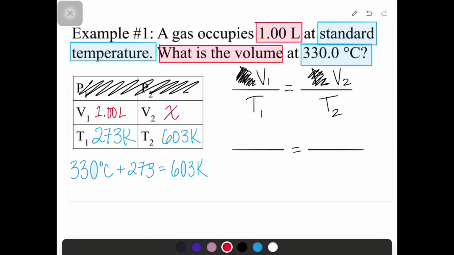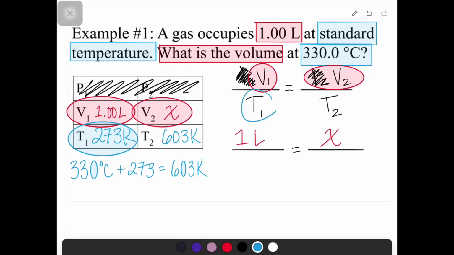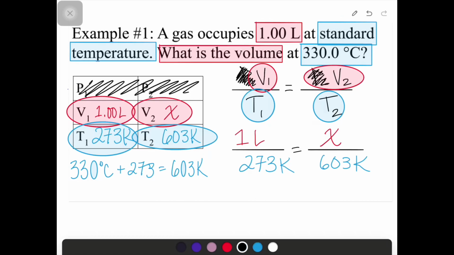So I have my V1 up top here. That's going to be this 1 liter. My V2, that's going to go up there. X, that's what we're solving for. And T1 is going to be 273. And my T2 is going to be 603 Kelvin. Okay, so now at this point, you just solve for X.